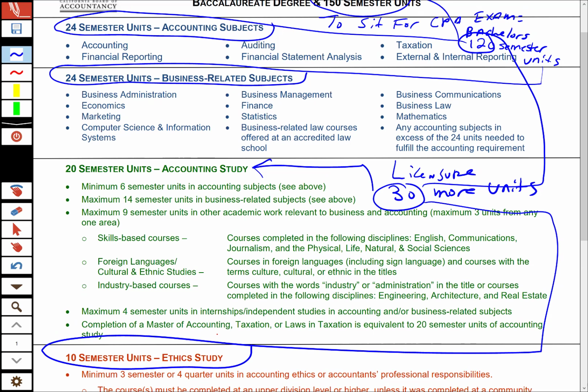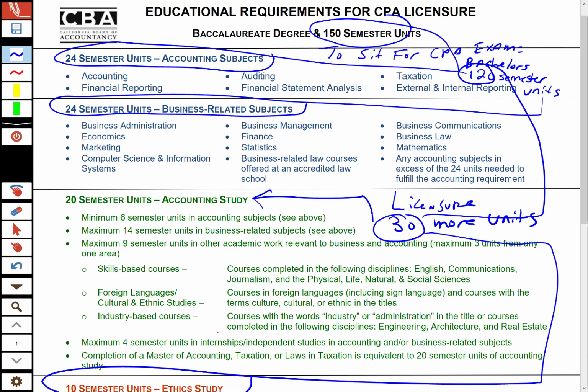Now, before someone panics and says, you mean I need 44 accounting units? No, because they tell us that of these 20 accounting, only 6 have to be actual accounting classes. Okay, up to 14 of these can be business classes, including mathematics counts as a business class. Okay, so if you look at the big picture here, it's actually 30 accounting units and 38 business units that are ultimately needed for the license.